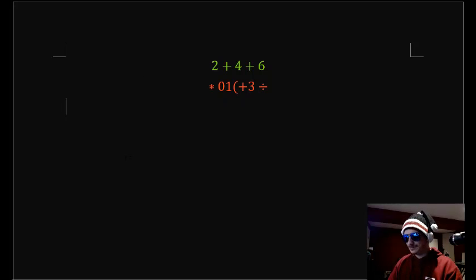When you first learn about arithmetic, you learn how to combine numbers and operators together into a valid expression. So for example, 2 plus 4 plus 6 is a valid expression, whereas times 0, 1 left bracket plus 3 divided by is not a valid expression. So, we're going to learn how to do this with Boolean logic.